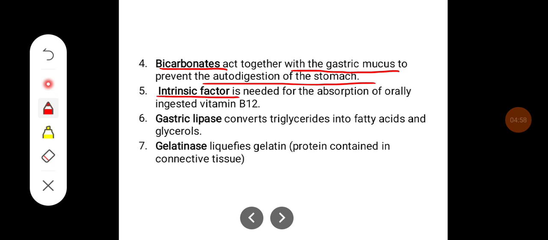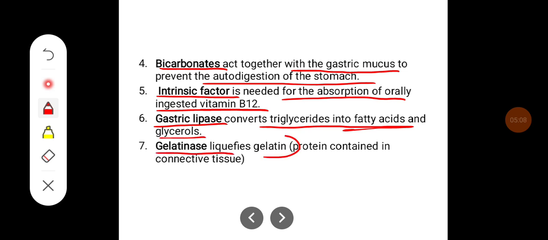Then intrinsic factor is needed for the absorption of orally ingested vitamin B12, whereas gastric lipase converts triglycerides into fatty acids and glycerol, whereas gelatinase liquefies gelatin. So this is the protein contained in the connective tissue.